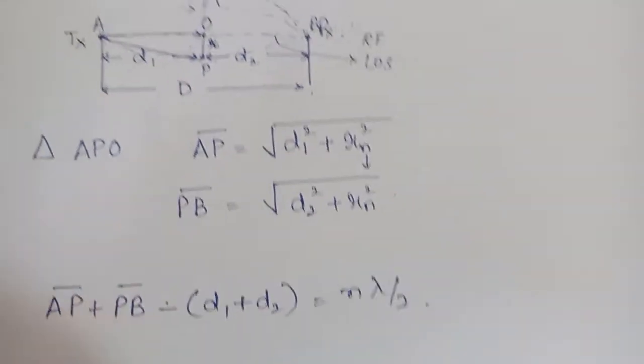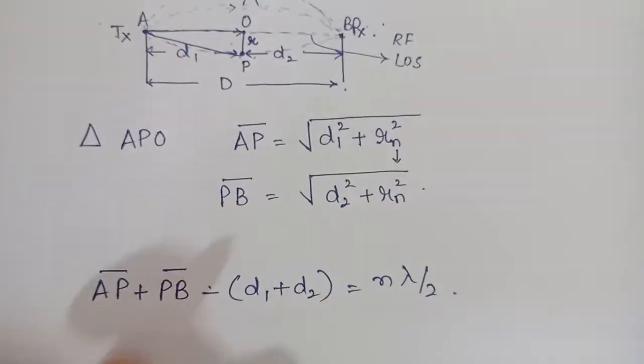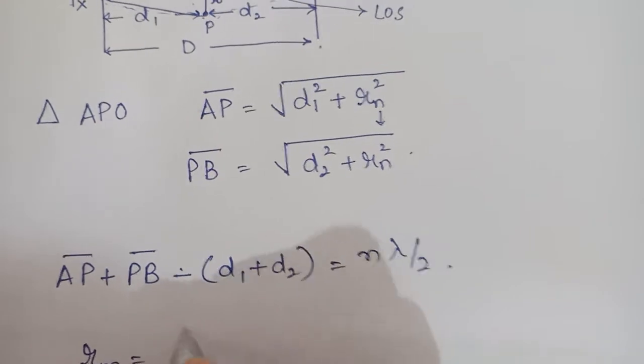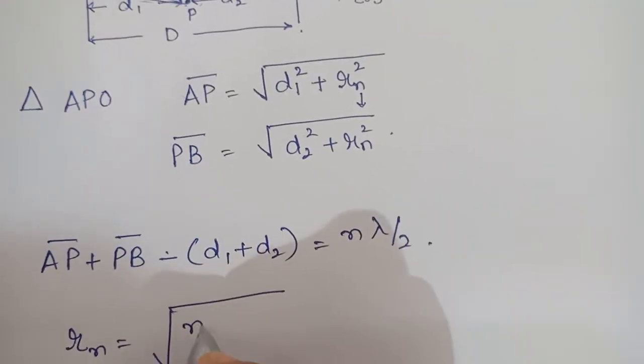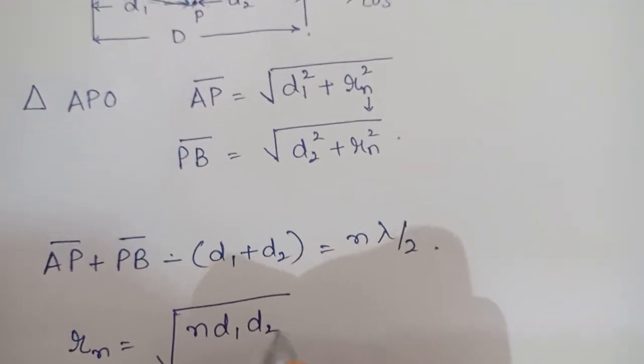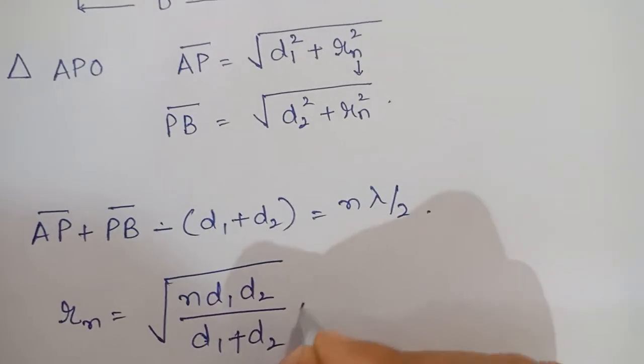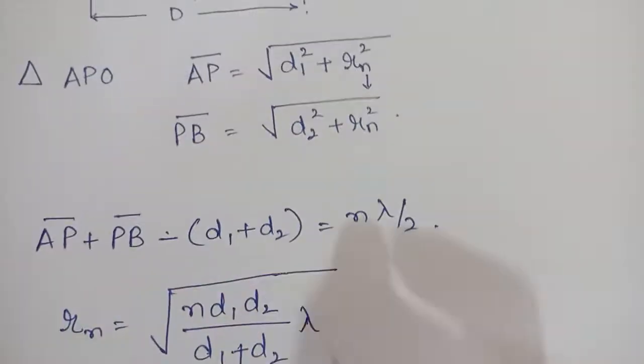Now after solving and substituting these values here, finally we will get the value of Rn, which is equal to the square root of n into D1 D2 upon D1 plus D2 into lambda. This derivation I have done in your notes.